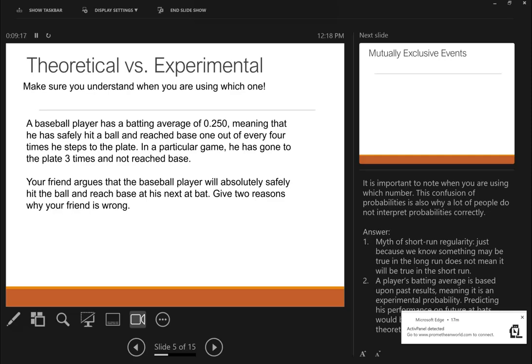The second reason they're wrong is they're conflating an experimental probability and using it as a theoretical probability, right? And that's the other issue.